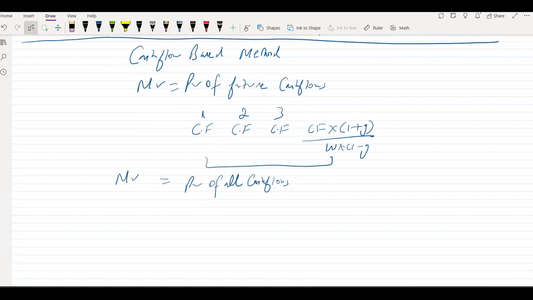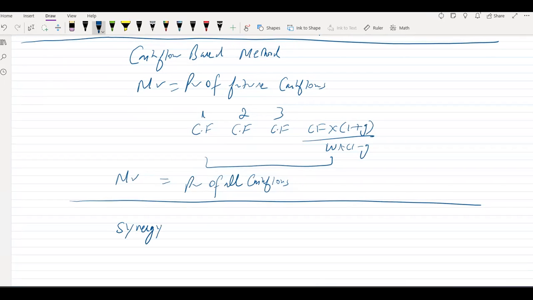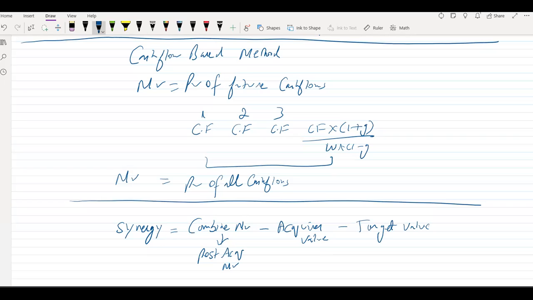Few basic points. There is a concept called synergy. Synergy is equal to combined market value, which is post acquisition market value, minus acquirer's value, minus target value. These are pre-acquisition values.